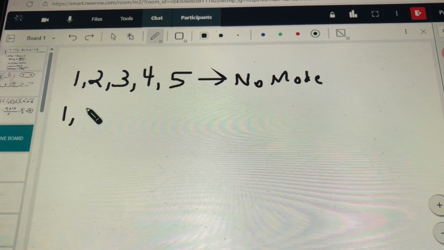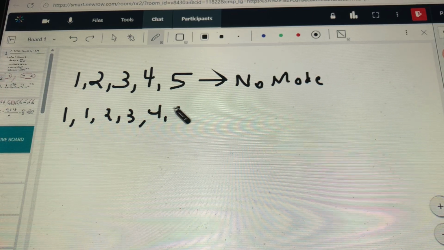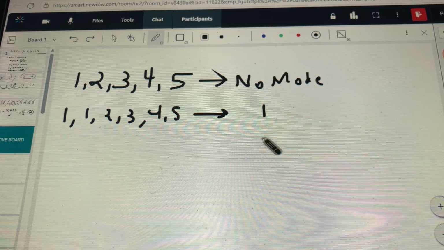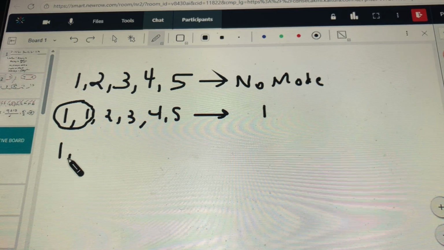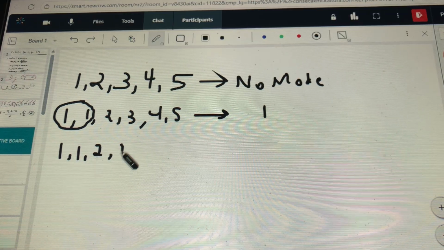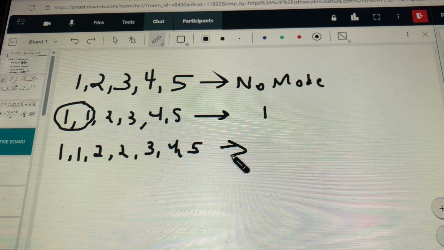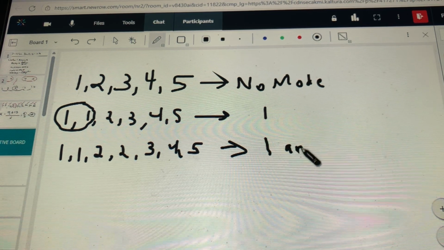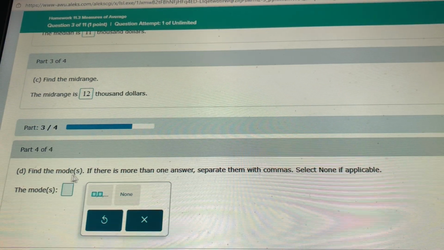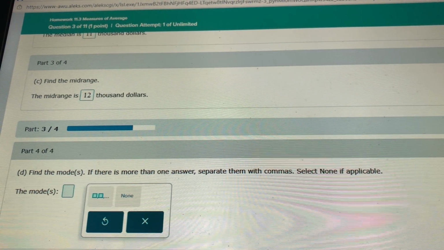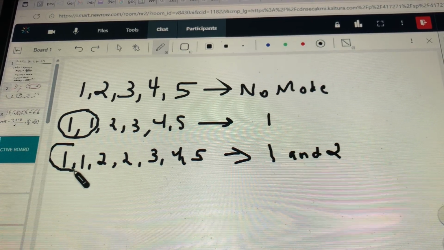If one number happens twice and the rest only happen once, then that's clearly the mode. 1 would be the mode here because it's happening twice. But there can be more than one mode. You can have 2 1s, 2 2s, a 3, 4, and a 5. And then it's both 1 and 2. So notice the question says find the mode or modes, plural. They don't want to give away if it's just 1 or more than 1. So you can have a tie for the most.